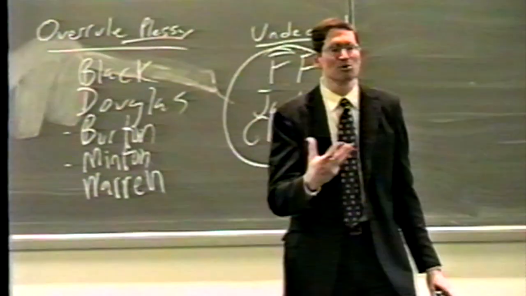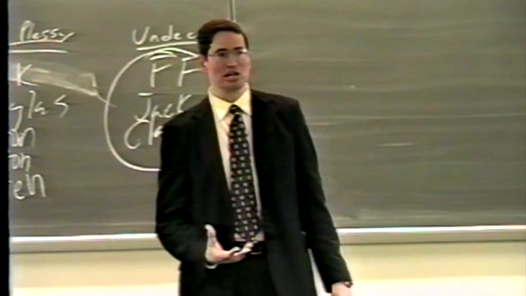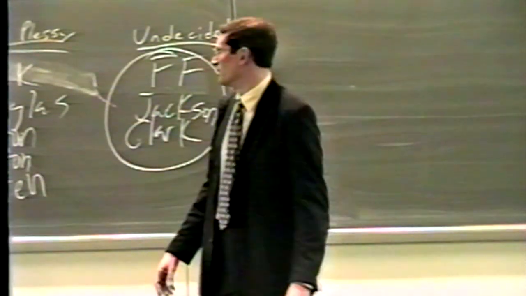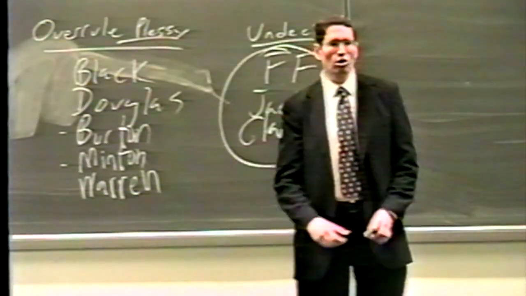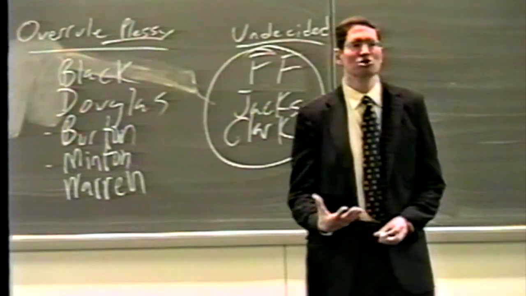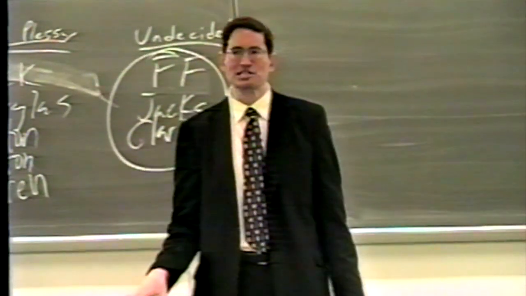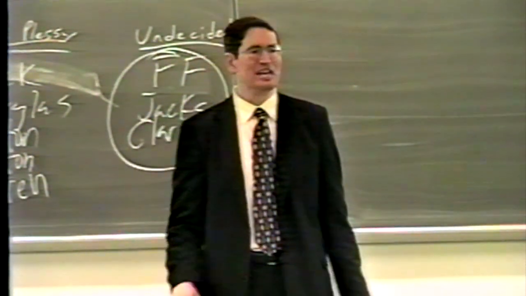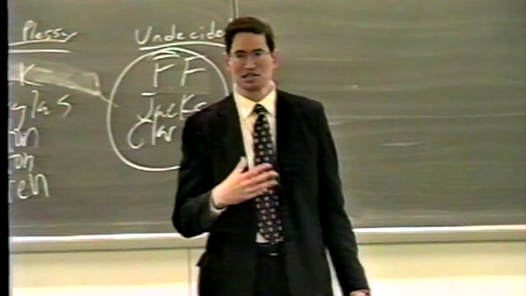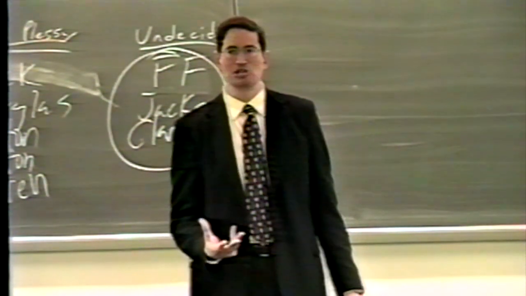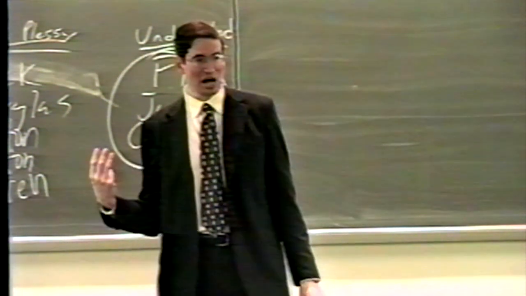Is there any easy way to reconcile their positions? I think there is a pretty good argument, although this is speculative. Burton and Minton are strong cold warriors. When the issue is the First Amendment rights of political radicals, they almost always side with the government. Right? When the issue is throwing communists in jail for violating the Smith Act, or legislatures investigating alleged communists, they always side with the government.